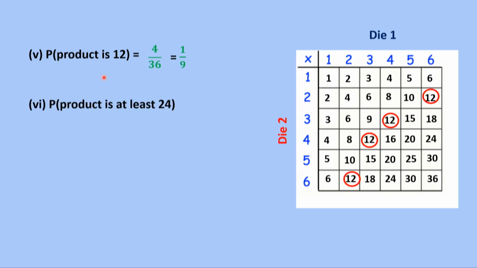Next part. Probability is at least 24. This means that you can get 24 or more than 24. The minimum should be 24. So it can be 24 or more. Let us count. 1, 2, 3, 4, 5, 6. So the answer will be 6 over 36. That is 1 over 6.